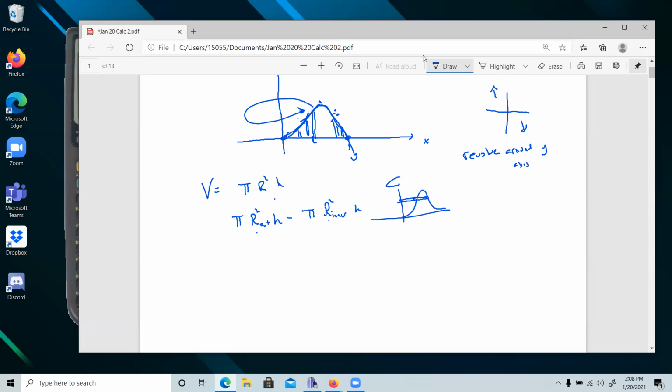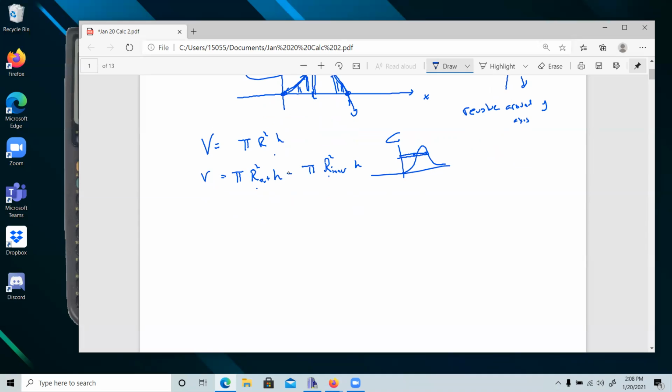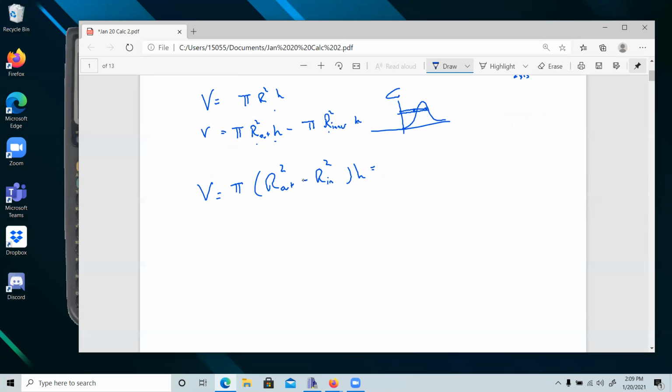So what I'm going to do here is factor out. We can say this is pi, and then I've got an r out squared minus an r inner squared, times h. I just took the h's and factored them off to the right, and took the pi's and factored them off to the left. There's no real reason why we do that. Later on, in linear algebra, that's actually a thing, left factoring and right factoring, because they don't commute. But for this we don't really care. I'm just leaving it this way because there's going to be a d in here somewhere, and that's where the h is going to end up taking its place.